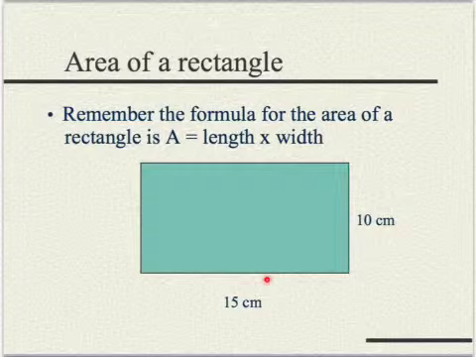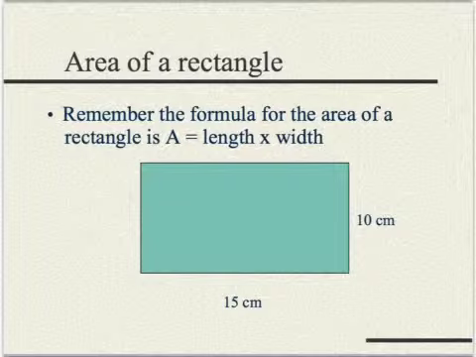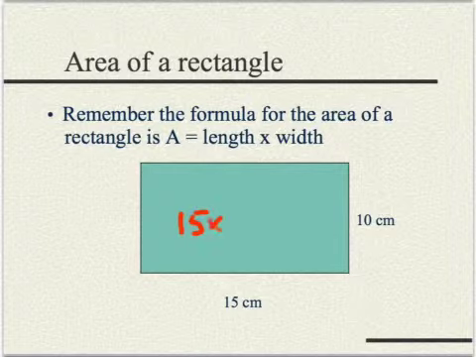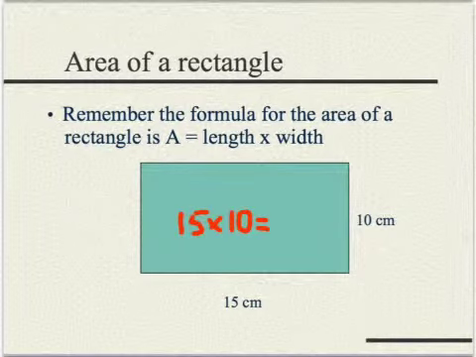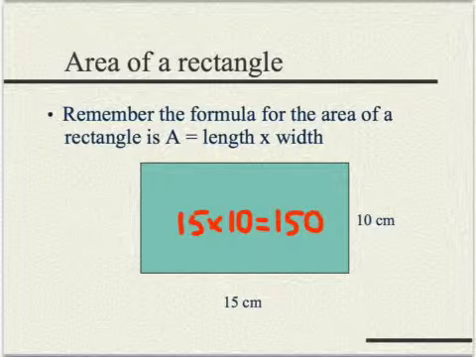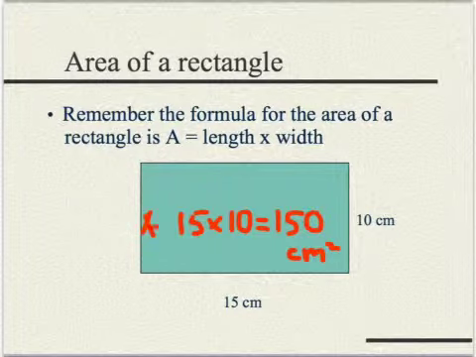So the length of our rectangle here is 15, and our width is 10. Sometimes referred to as the length and the height. So it's 15 times 10, which equals 150, and we'll label it square centimeters. So the area, or what's inside here, is in square centimeters.